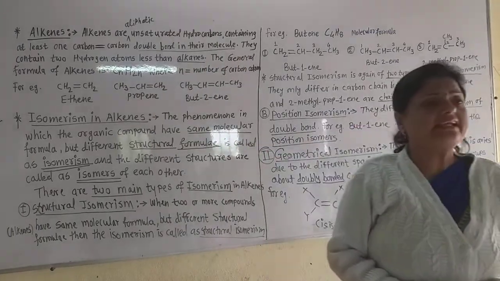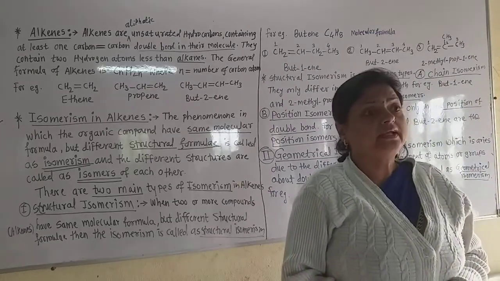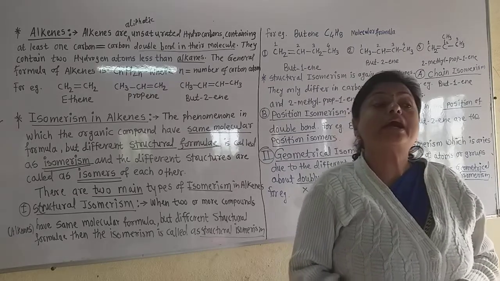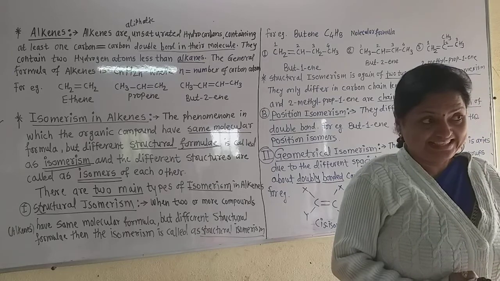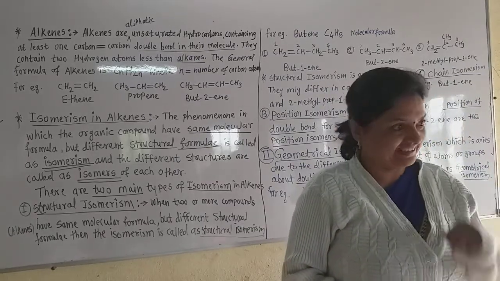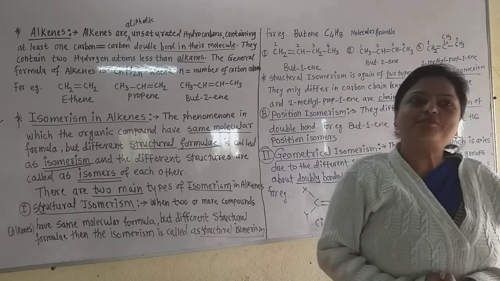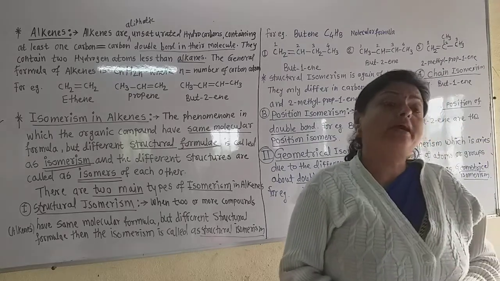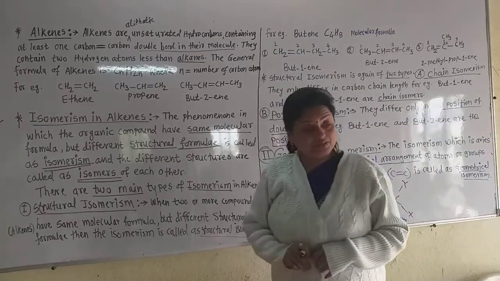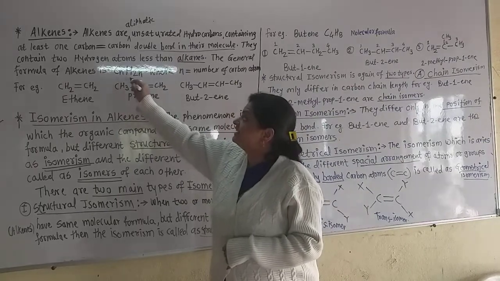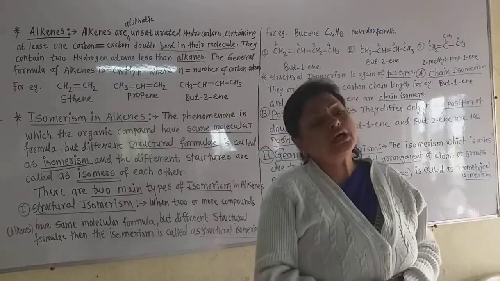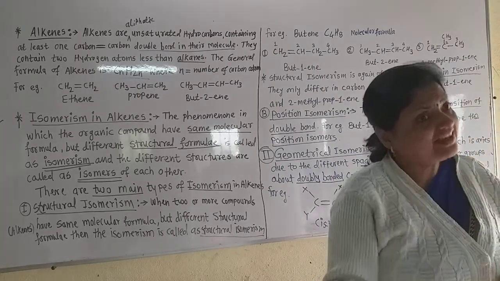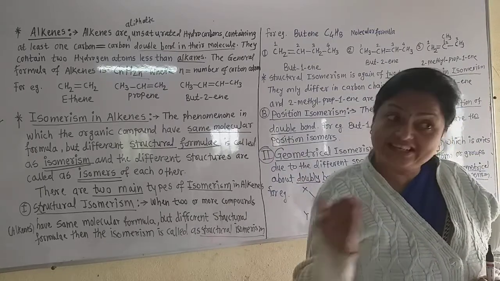Now as there is one carbon-carbon double bond in the alkenes, alkenes have two hydrogen atoms less than the corresponding alkane, because the general formula of alkane is CnH2n+2, but the general formula of alkene is only CnH2n. So the two hydrogen atoms are always less than the corresponding alkane in the alkenes.